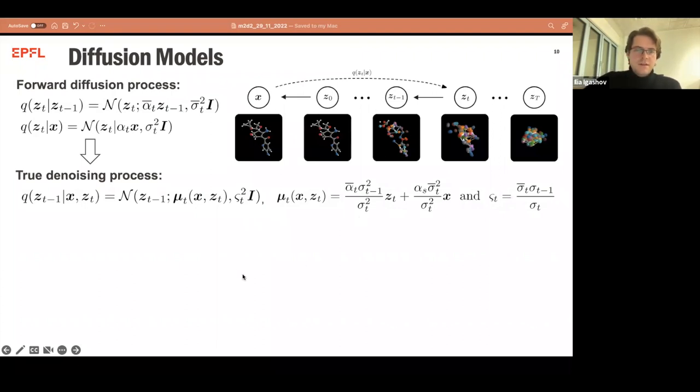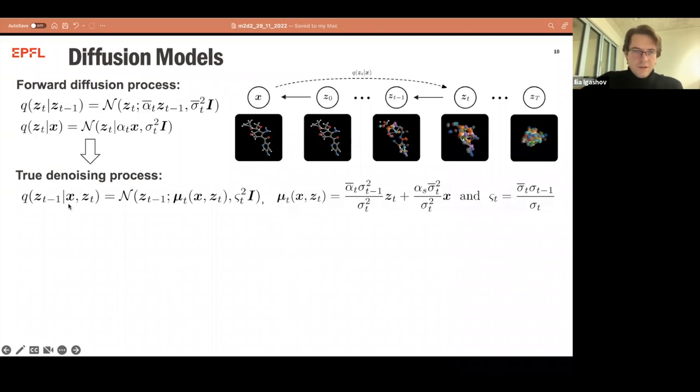But of course, if we remember the initial idea and purpose of this model, we basically have our prior distribution, which is very simple, and we can easily sample from this prior distribution, but then we want to map this sampled noise to something meaningful. And we actually don't know exactly the terminal step. So in reality, we don't have information about this data point X.